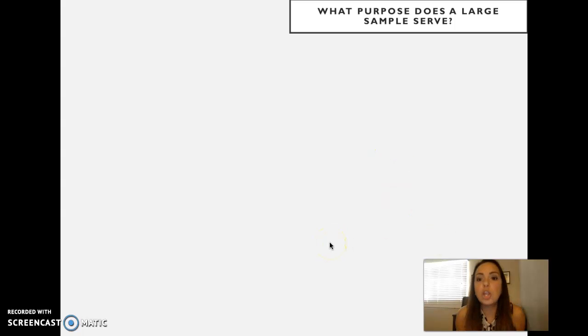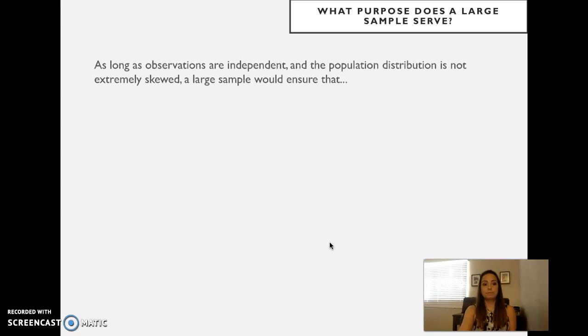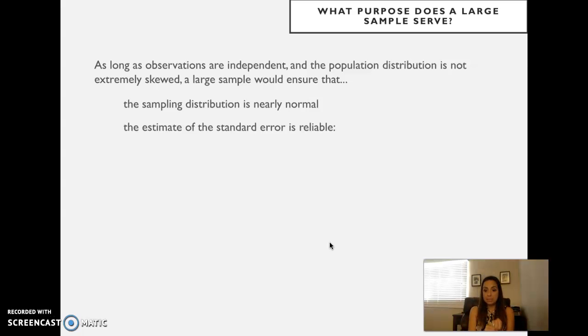What purpose does a large sample serve? As long as observations are independent and the population distribution is not extremely skewed, a large sample would ensure that the sampling distribution is nearly normal and the estimate of standard error is reliable.